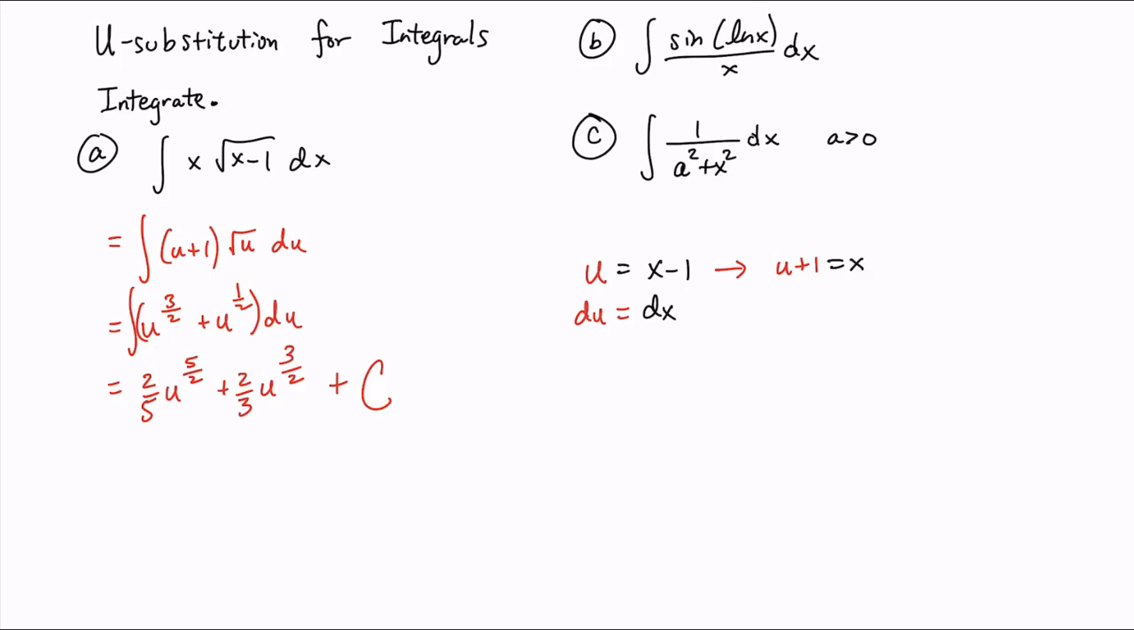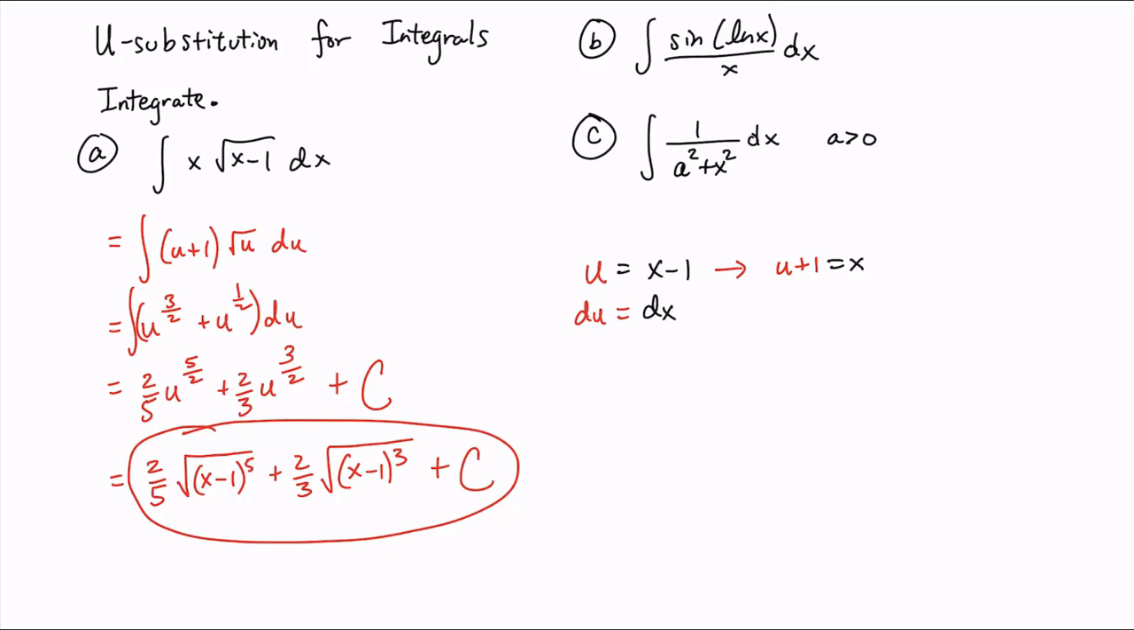Usually, if the problem is given in terms of x, we want to finish in terms of x. So why don't we write this as 2/5, and we would put this back in radical form, the square root of x minus 1 raised to the 5th power, and then plus 2/3 square root of x minus 1 raised to the 3rd power, plus a constant. So there we go. That's how we do A.